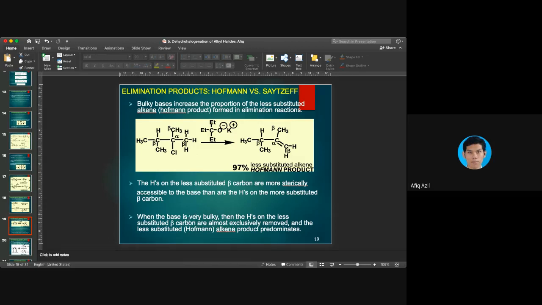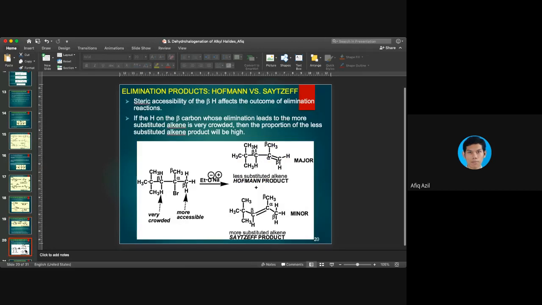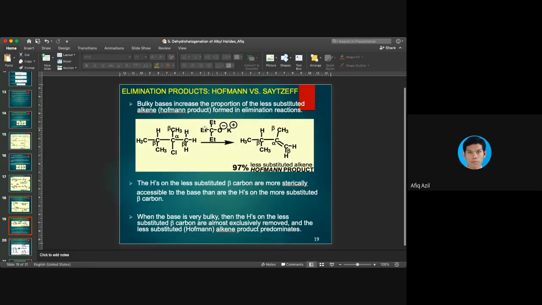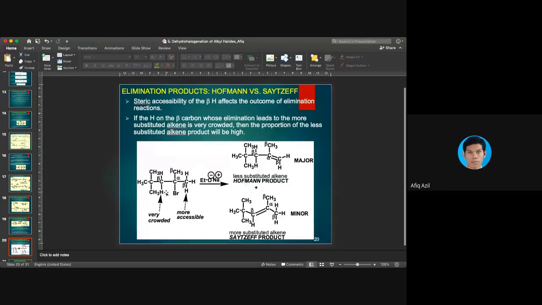Okay, so when the base is very bulky, the hydrogens on the less substituted beta carbon are almost exclusively removed. Okay, and the less substituted alkene product predominates. It's like this. This one is very crowded. This one, it is more accessible. The bulky base finds it easier to attack this hydrogen at this position compared to this one. Okay, hence your Hofmann will be the major product, Zaitsev minor.